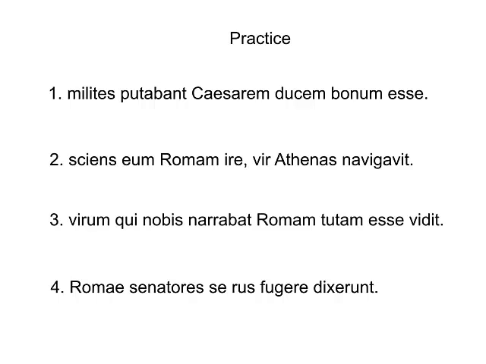Okay, so for the first one, milites, that looks like a subject. Putabant is a verb. Wow, that's a mind and mouth verb. So I'm going to go ahead and say Caesarem is probably part of the clause, an accusative subject, most likely. And esse is a verb. Hey, it's a linking verb. Bonum is modifying ducem, subject complement.